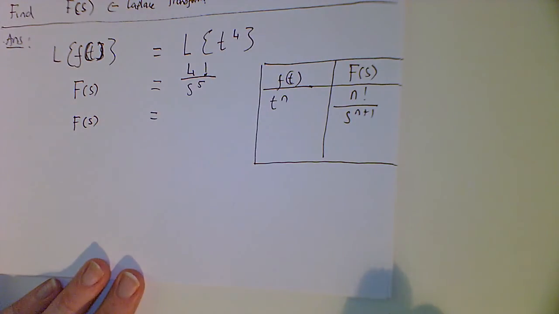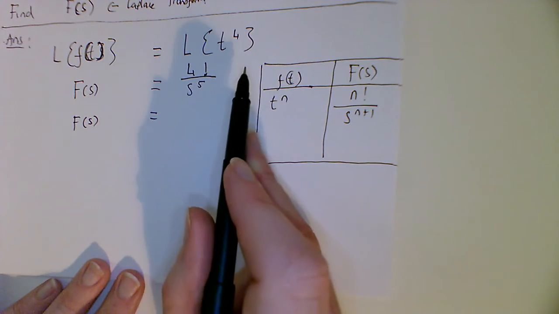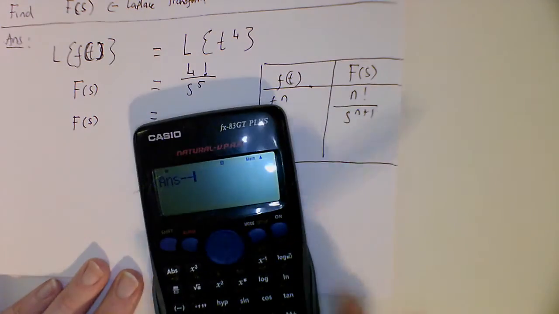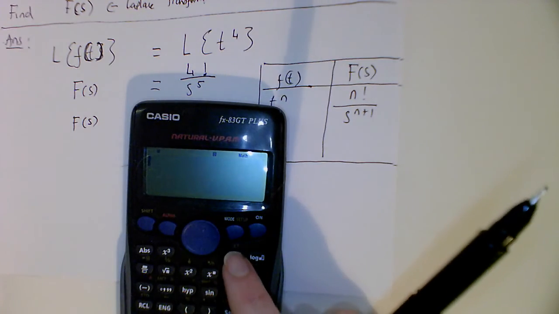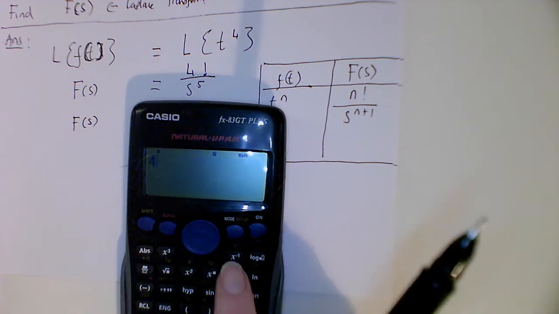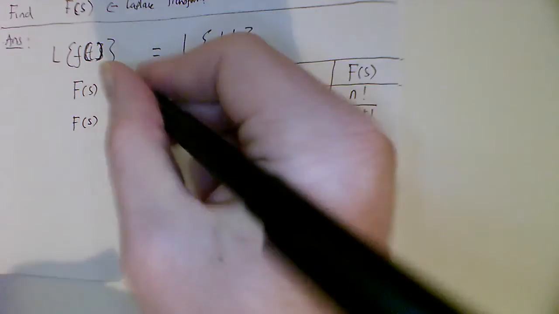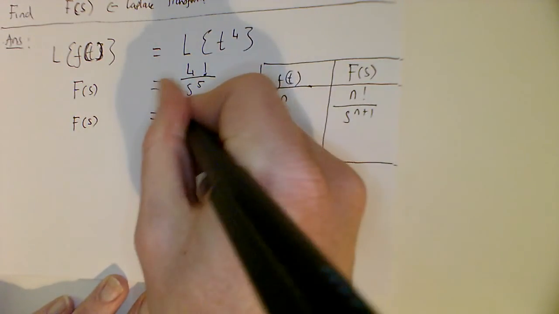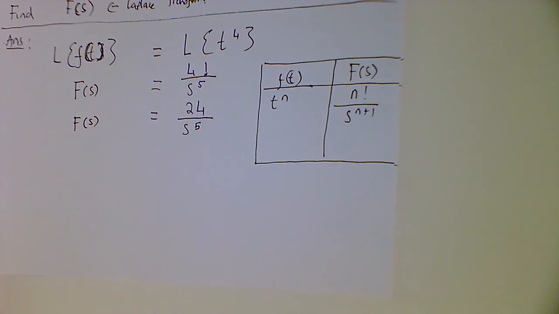Right, so 4 factorial, remember, factorial means 4 times 3 times 2 times 1. And remember, you've got a factorial button on your calculator, which is just shift and then that button there. So I've got 4 factorial, which gives me 24. Or I could just work out 4 times 3 times 2 times 1 in my head, which is what I would probably do in an exam. That's your final answer. The Laplace transform of t to the power of 4 is just 24 over s to the power of 5.